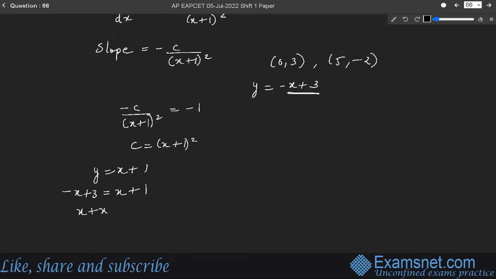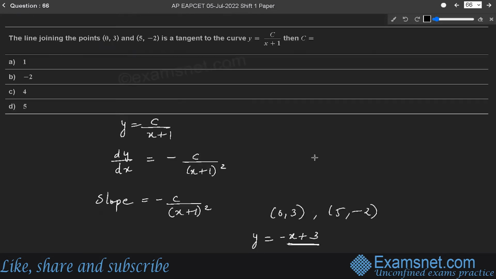Therefore, x plus x is equal to... Here there is negative x and here there is positive x. So it will be x is equal to 1. And if x is equal to 1, then c will be equal to (1 plus 1) whole square, because we know that c is equal to (x plus 1) whole square. So c will be 2 square. Therefore, c will be equal to 4. Therefore, we can say that the value for c is 4. So option number C is the correct option here.